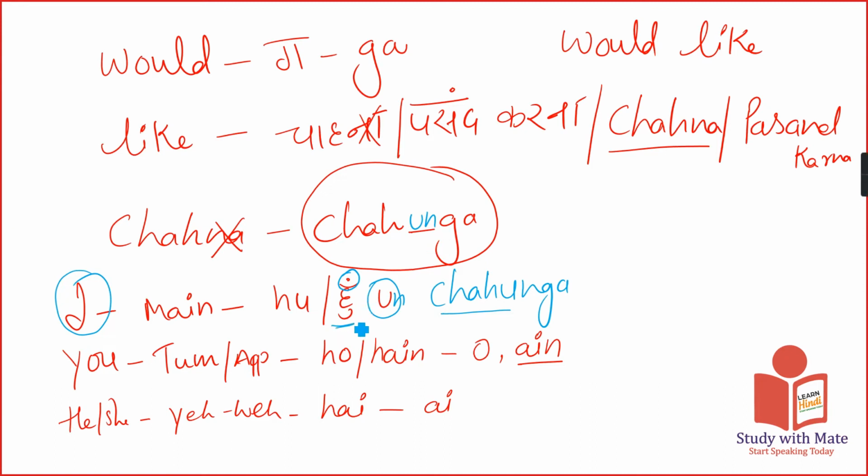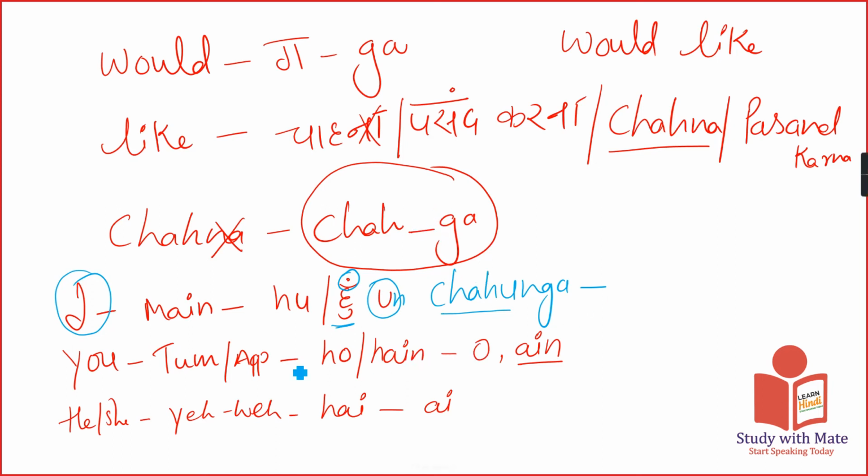It's easy to understand. So it becomes चाहूँगा. When we are using I, we will use चाहूँगा. So main chahunga is "I would like". Yes, I would like. So let me fill in the other ones.